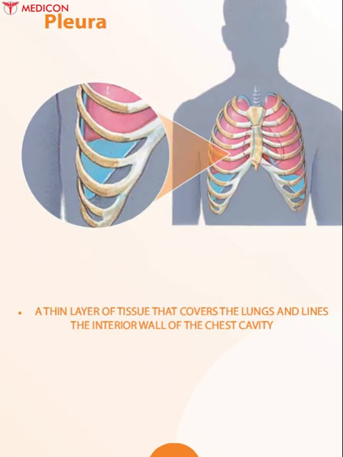Pleura. Pleura is a thin layer of tissue that covers the lungs and lines the interior wall of the chest cavity. It protects and cushions the lungs, and the tissue secretes a small amount of fluid that acts as a lubricant, allowing the lungs to move smoothly in the chest cavity while breathing.